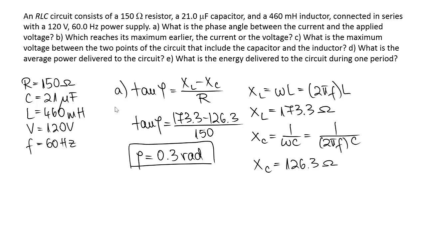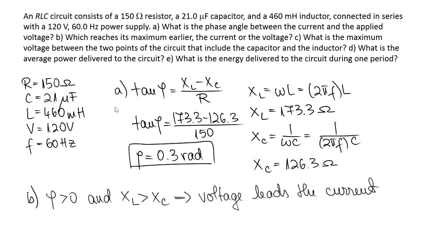In part B of the problem, we need to determine which reaches its maximum earlier, the current or the voltage. Well, all we have to do is look at the phase angle, and you see that the phase angle is positive. Not only that, but XL has a bigger value than XC, which means that in this case, the voltage leads the current.